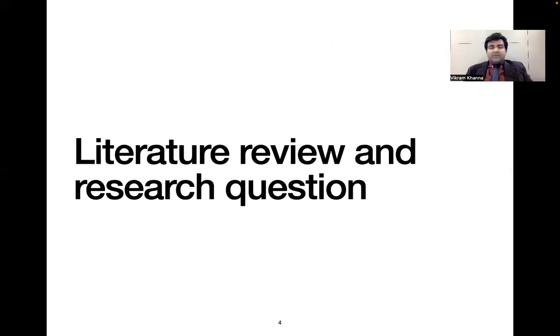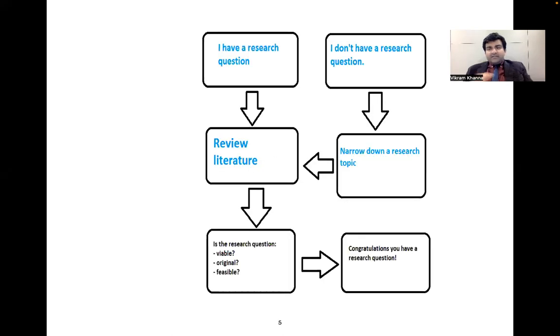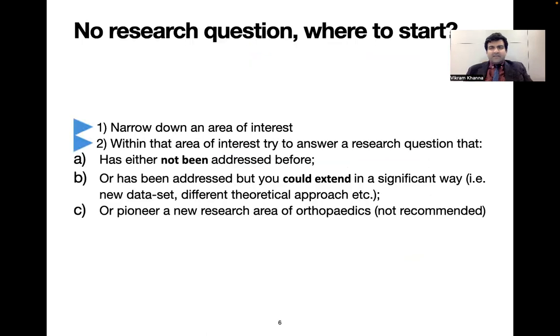Coming to the literature review and research question, this is a flowchart. Basically, it identifies two situations: whether I have a research question or I don't. The main difference is, if I don't have a research question, I'll narrow down to a research topic and look for it in the literature, see whether the research question is viable, original, feasible, and if yes, then we have a research question.